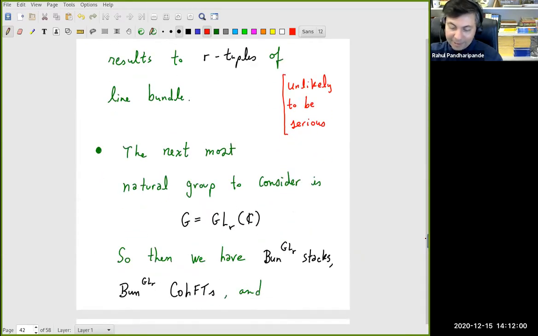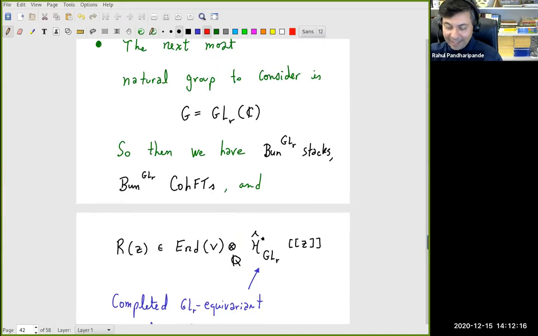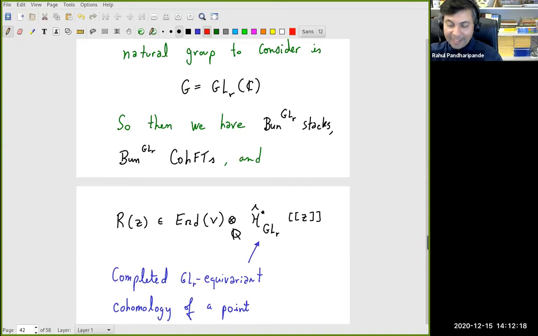So the next most interesting case, of course, is GL_R. Then we look at the actual stack of rank R bundles on curves. And then we want to know whether there's a Bun GL_R CohFT. And then I submit to you again that everything makes sense. Whether it's true or not is, of course, a different issue.